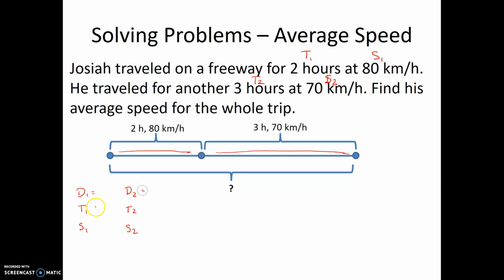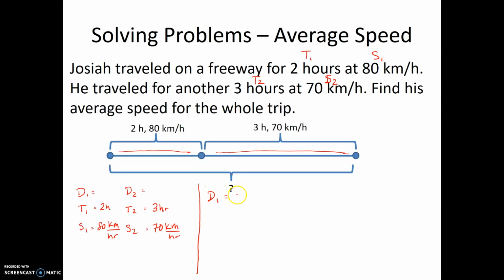So we don't know our distances yet, do we? But we know our time and speed. So our time 1 is 2 hours, and our speed 1 is 80 kilometers per hour. Our time 2 is 3 hours, and our speed 2 is 70 kilometers per hour. Okay, now we can go back and do some work. So let's find our distance 1 first.